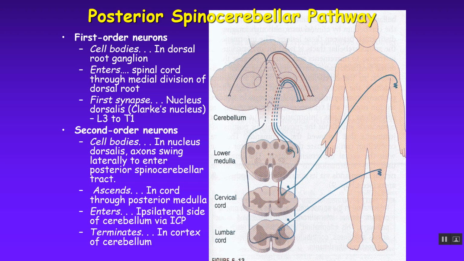So let's talk about the posterior spinocerebellar pathway. Since it's not going to the cortex, it only has two orders of neurons. It doesn't have to stop by the thalamus, so it's just going to the cerebellum. It stops off early, so it's just got two orders of neurons.